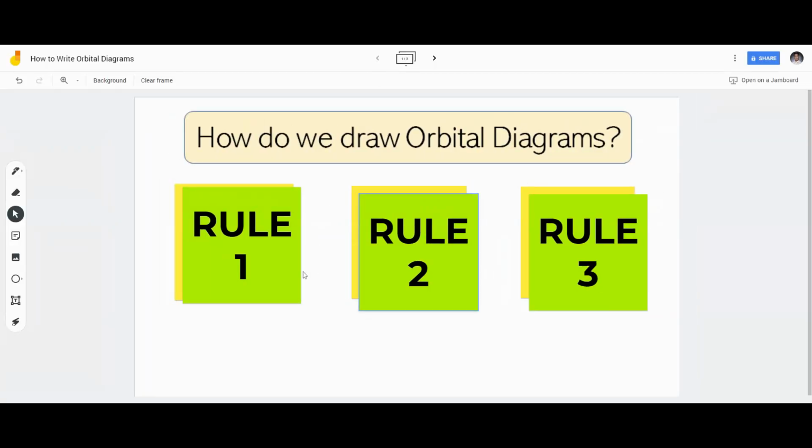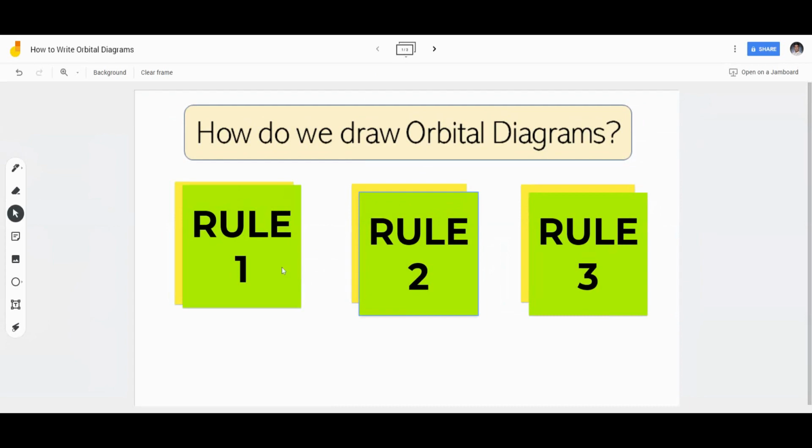Okay, so how do we draw orbital diagrams? We have to follow three rules. And these rules that I will be presenting to you are simplified versions. So if you would like to read all about these rules, you can refer to your book.